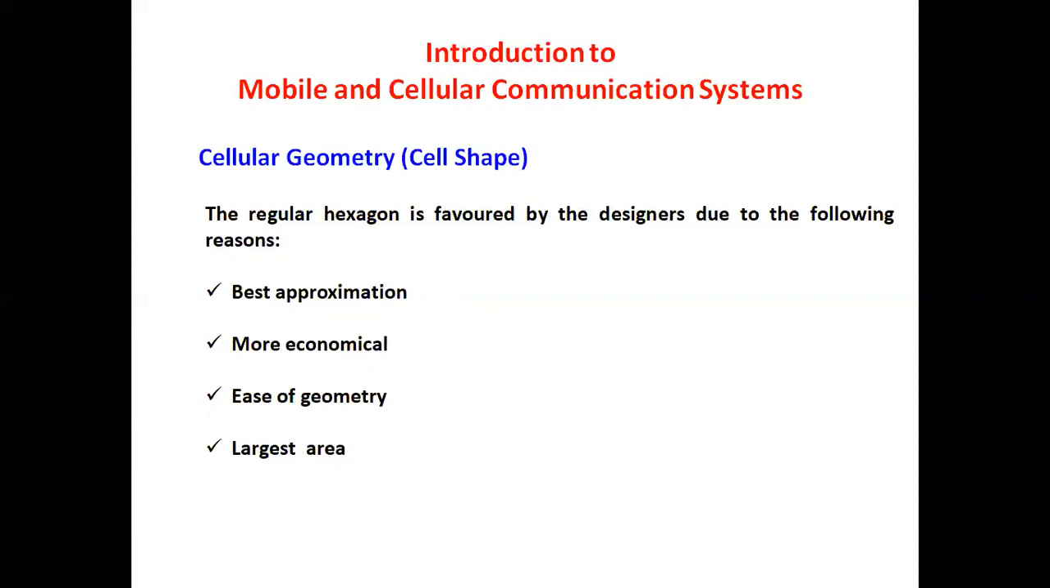Third, it combines ease of geometry with the practical realization of overlapping circles. Fourth, for a given distance between the center of a polygon and its farthest perimeter points, the hexagon has the largest area and it almost approximates a circular radiation pattern.